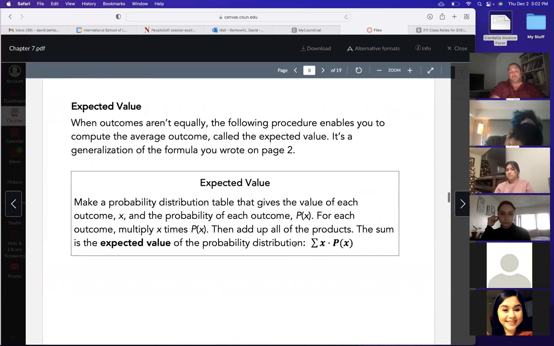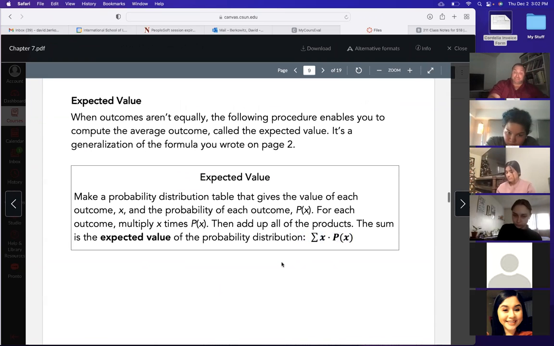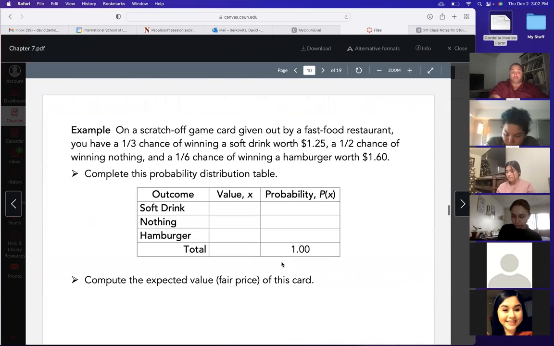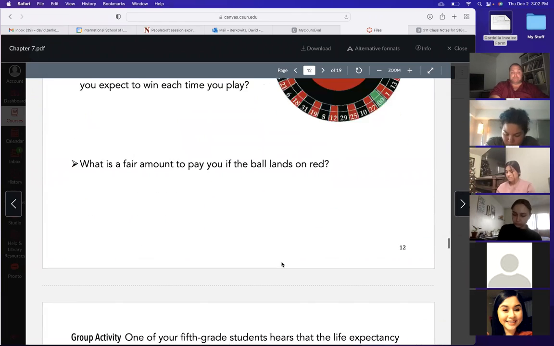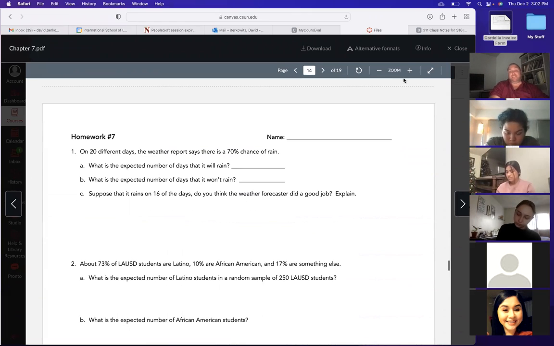And here's a formula for expected value: if you know all of the possible outcomes and the probabilities of all of those possible outcomes, you multiply each outcome times its probability and add them all together, and that gives you the expected value for that particular experiment. And that takes us to the end of chapter 7.